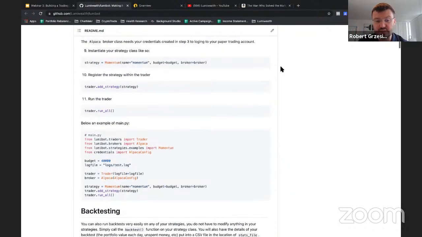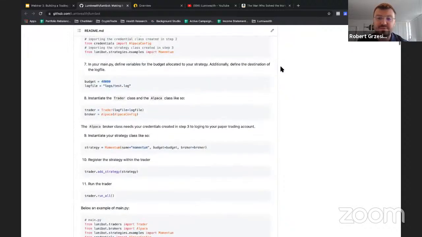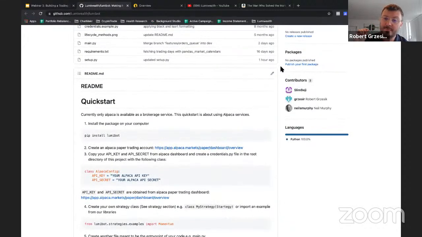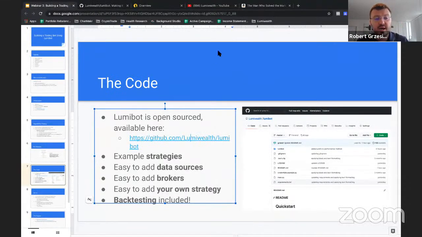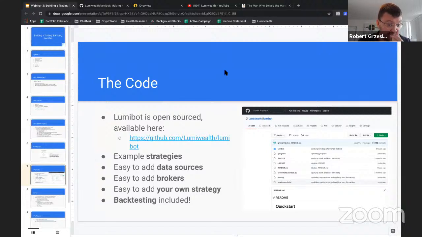So it really gives you a lot of flexibility and makes it very easy to build a trading strategy, backtest it to see how it would have performed over a specific time frame, and then automatically start trading with it as well, right? So we give you that kind of ability. Inside this library, we have a lot of example strategies. We have different data sources you can hook up to. We have brokers you can hook up to. And of course, it's easy to create your own strategy and backtest it. That's the whole point of this, right?